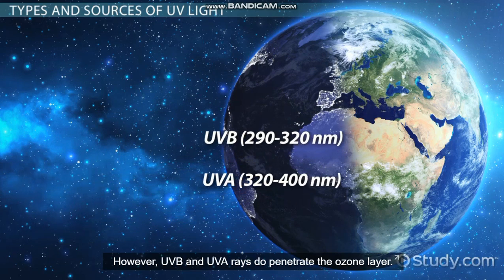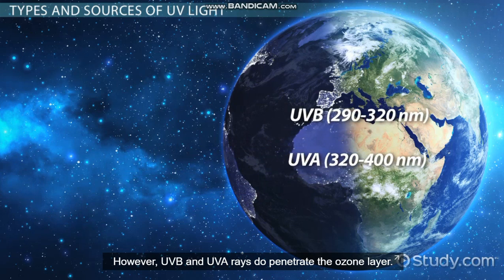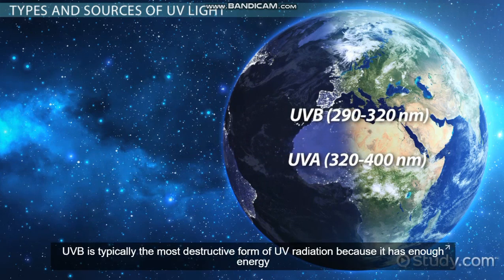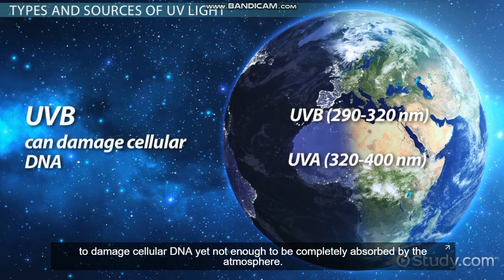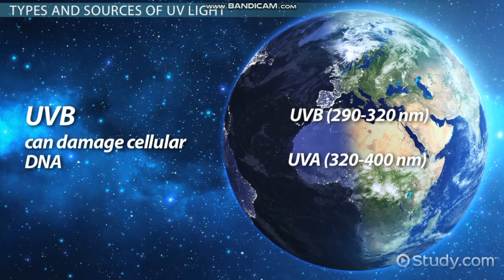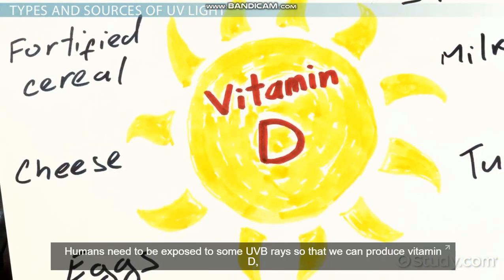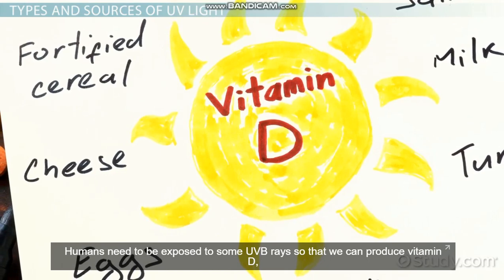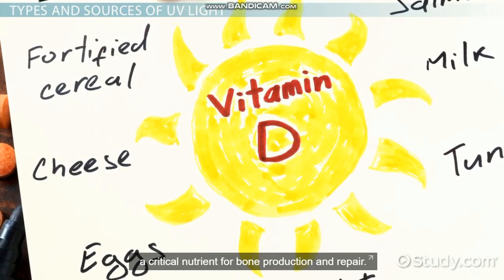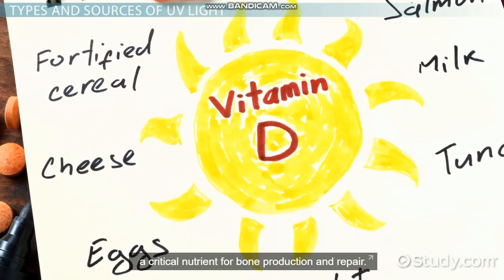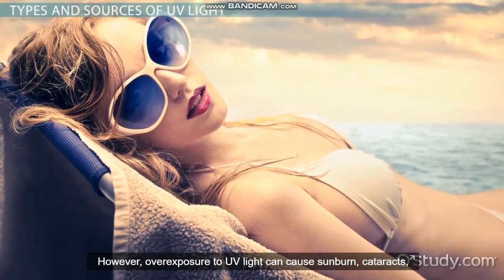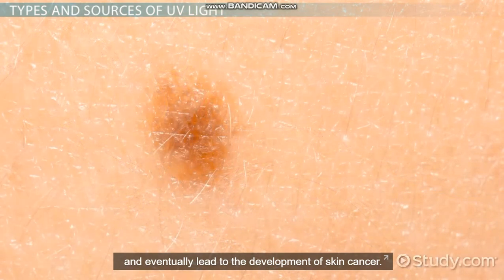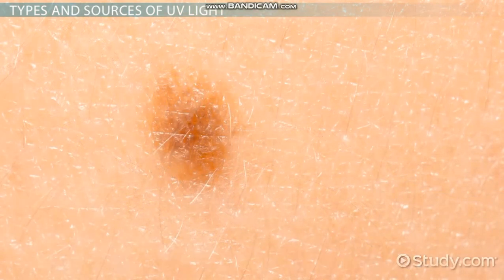However, UVB and UVA rays do penetrate the ozone layer. UVB is typically the most destructive form of UV radiation because it has enough energy to damage cellular DNA, yet not enough to be completely absorbed by the atmosphere. Humans need to be exposed to some UVB rays so that we can produce vitamin D, a critical nutrient for bone production and repair. However, as mentioned earlier, overexposure to UV light can cause sunburn, cataracts, and eventually lead to the development of skin cancer.